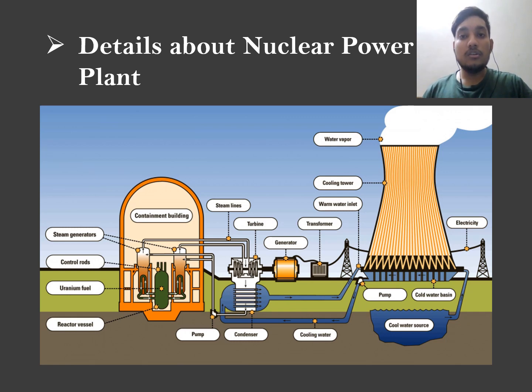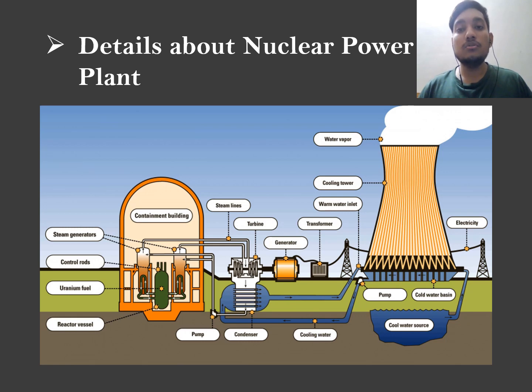Generator. The rotating turbine shaft is connected to the generator, which converts mechanical energy from the turbine into electrical energy. Transformer. The transformer increases the voltage of the electricity generated to facilitate transmission over long distances. Cooling tower. This structure is used to reject the waste heat from the steam back into the environment.